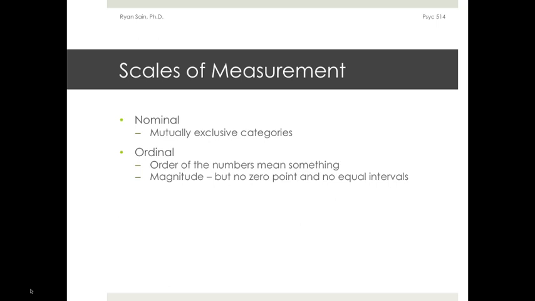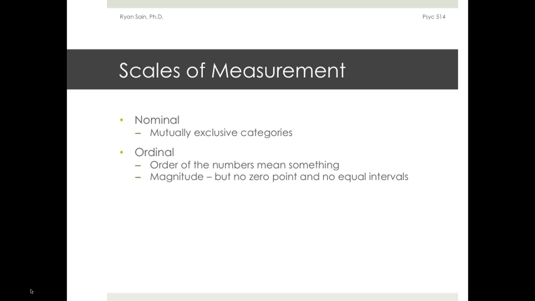I'm trying to think of a better way, what's up on the screen for crying out loud? Magnitude, right? So why am I struggling at this? I present this all the time. Anyway, ordinal level data has magnitude. In other words, each data point can be bigger or smaller than the previous one, and that means something.